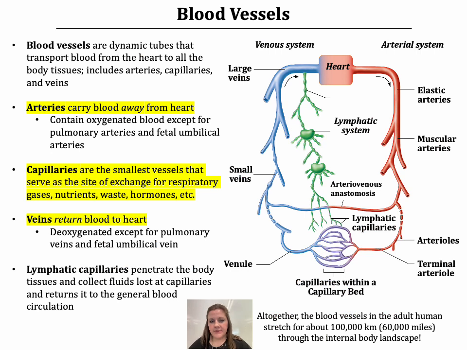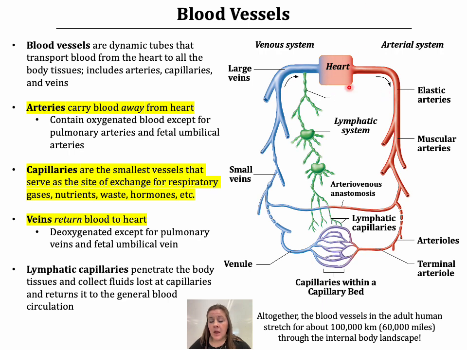So for the blood vessels, they are dynamic tubes that transport blood to and from the heart and the body tissues. So this is going to include arteries, veins, and capillaries. Those are the three major types that are involved. And as you can see with this image here on the right-hand side, we have the heart being shown.